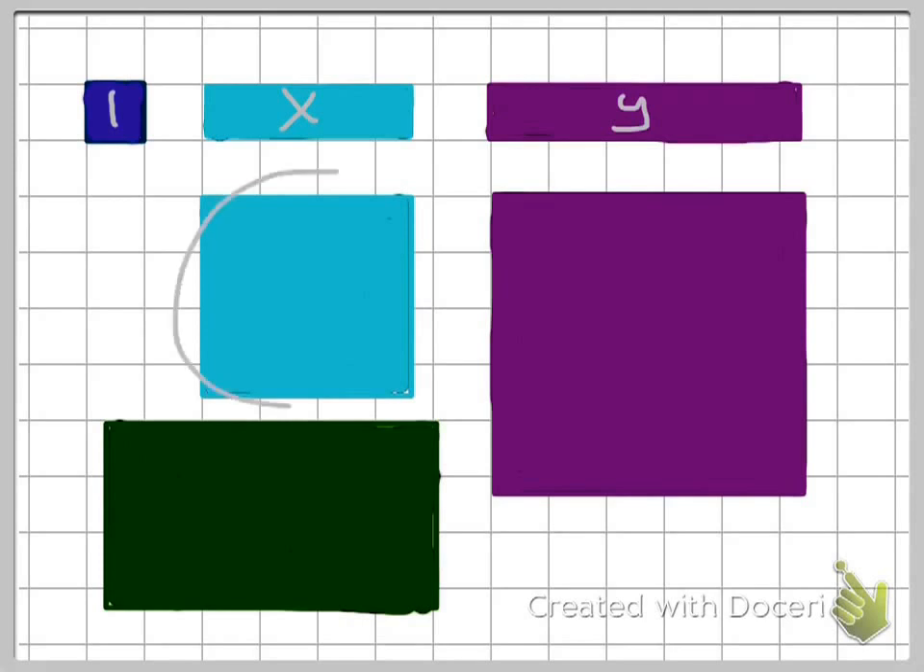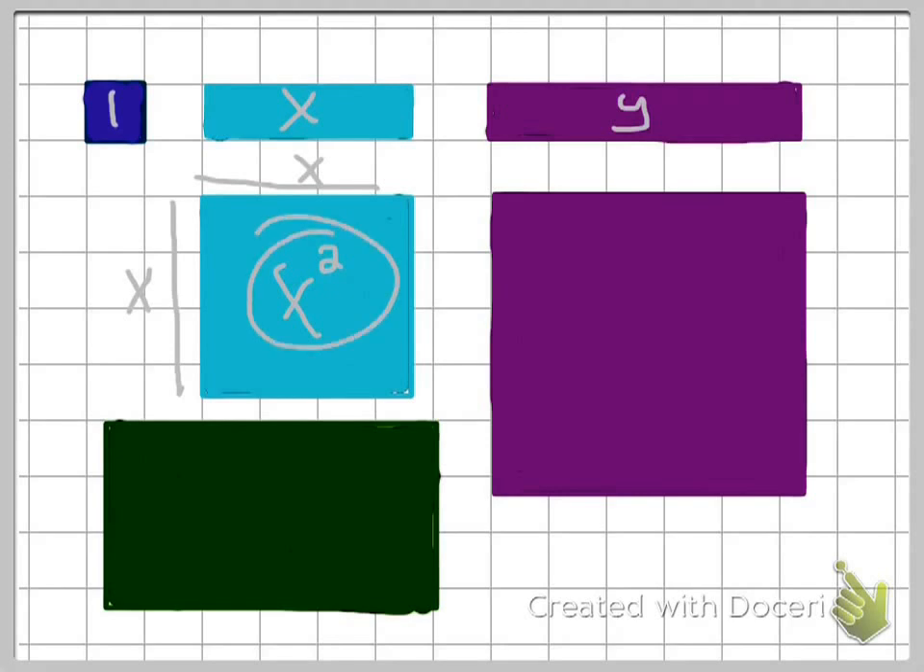And we're going to start with this big blue one down here. This is what we call the x squared tile. And the reason for that is because if you were to measure this side and this side, they are both the length of x. So this is x long and this is x long. And an x times an x makes an x squared. So we have what we're going to call the x squared tile.